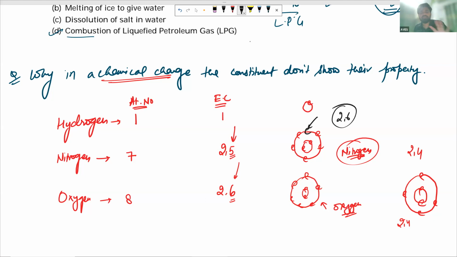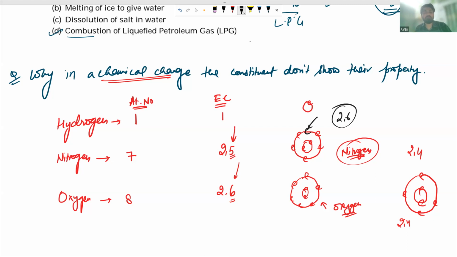Now you can see that just because of one extra electron in the oxygen atom, oxygen shows different properties than nitrogen. We can inhale oxygen and it makes us survive, but one cannot survive on nitrogen gas. So it is the number of electrons of an atom that makes it different.